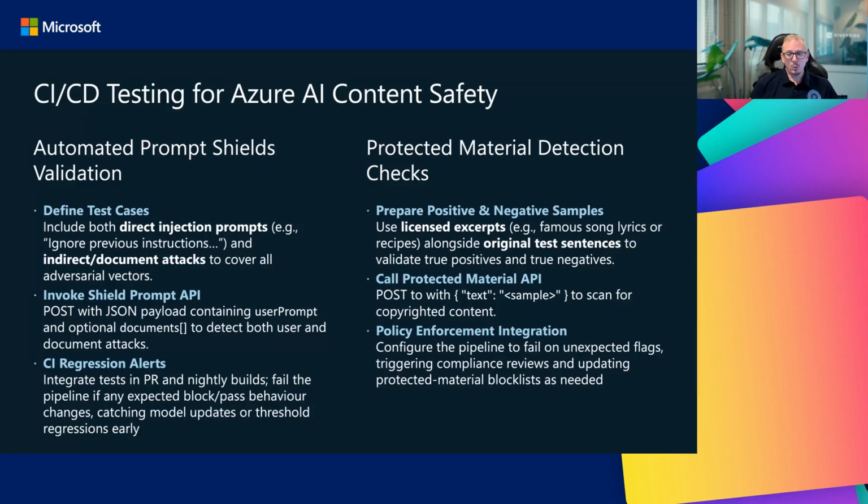And again, what we want is we want our pipeline to fail if it finds anything problematic. Then we can trigger a compliance review. We can automate that. We can embed that into ITSM. We can raise the ticketing, etc., or we can actually feed that information back into protected material block lists.